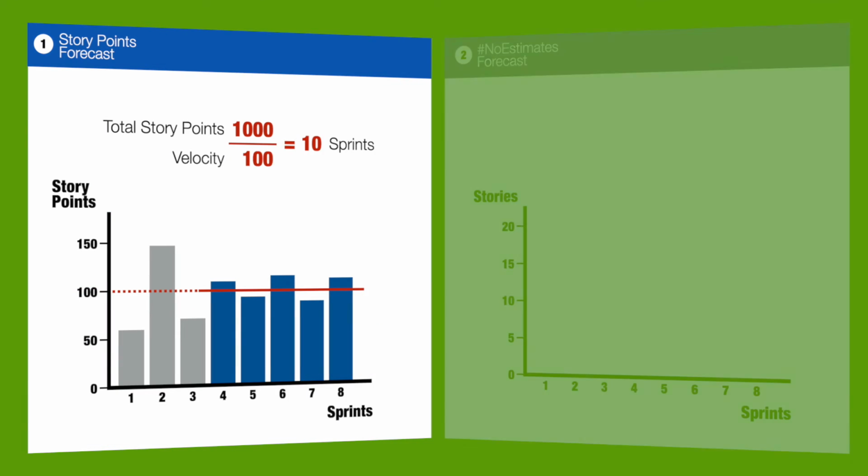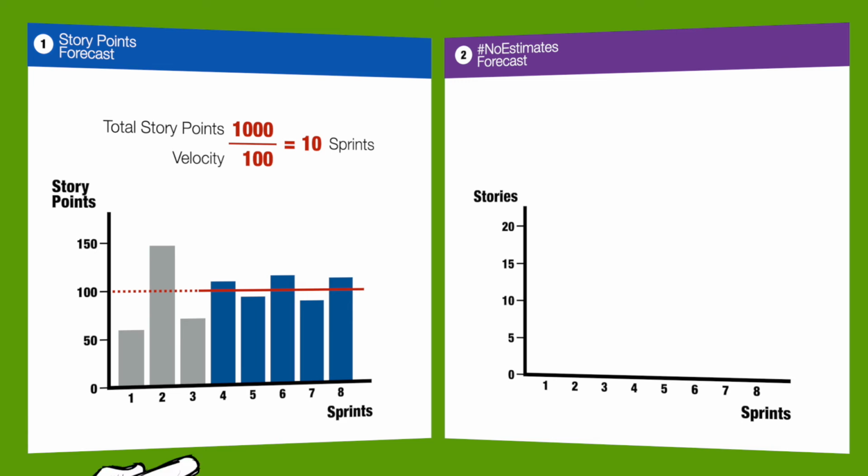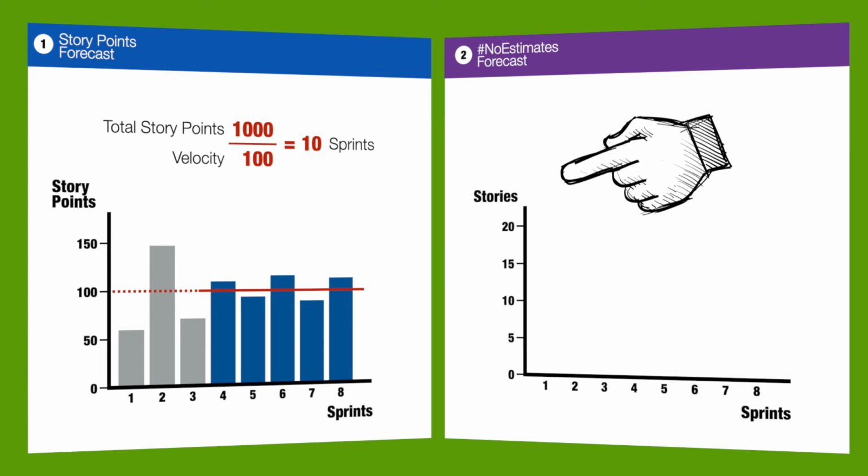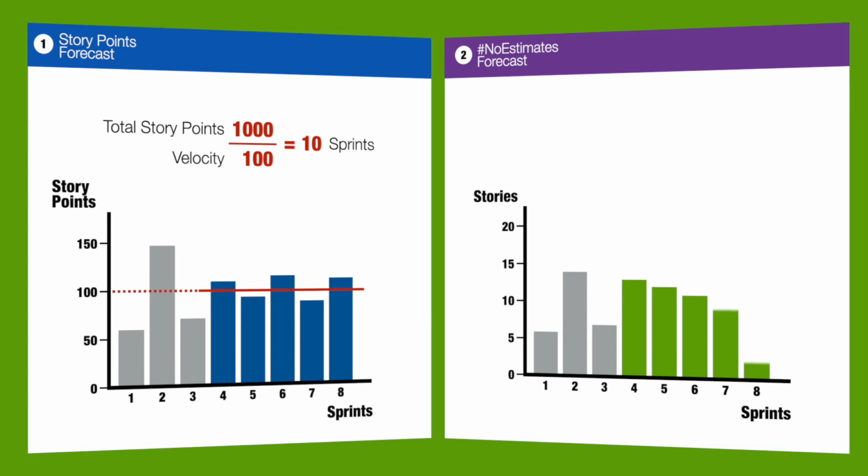I told you I wasn't wasting your time. Here's the method 1 graph. For the NoEstimates version, this axis stays the same. This one swaps story points for stories. That's a simple count of stories. Here's the line of best fit, giving a pseudo velocity of 12.5 stories delivered per sprint.